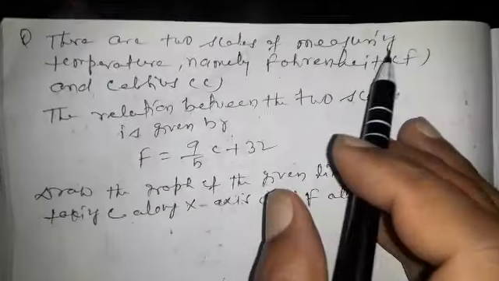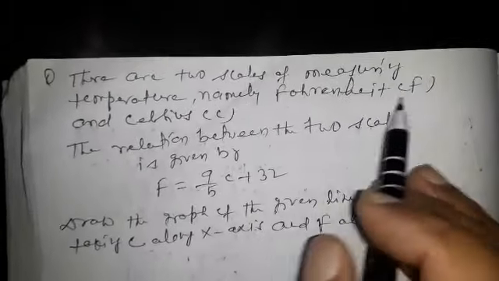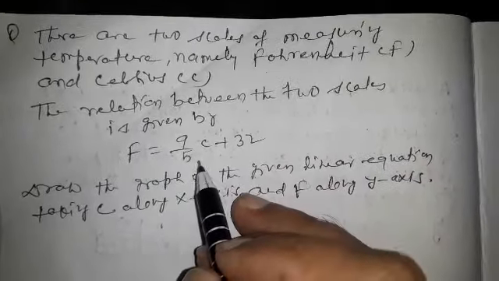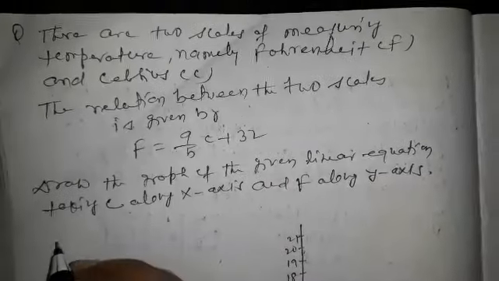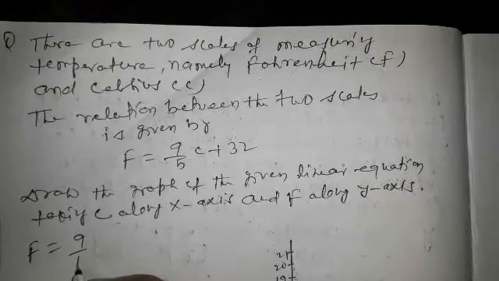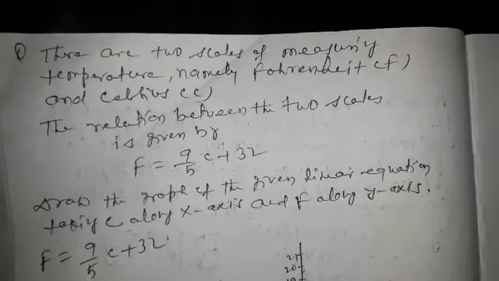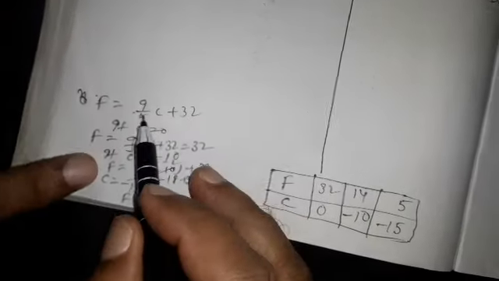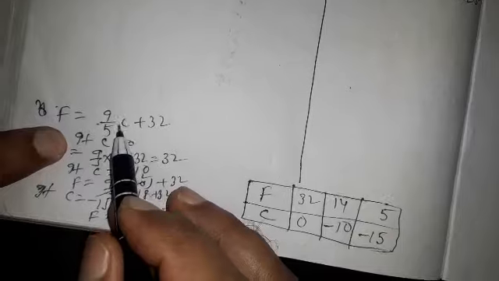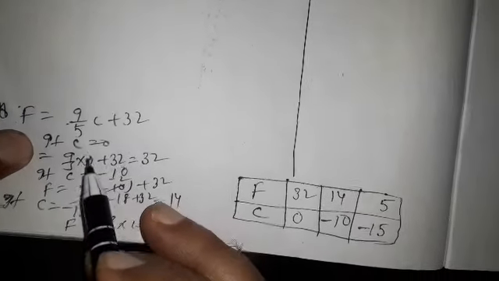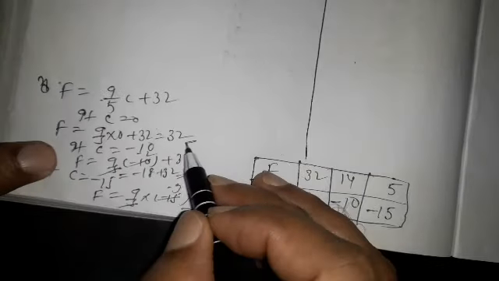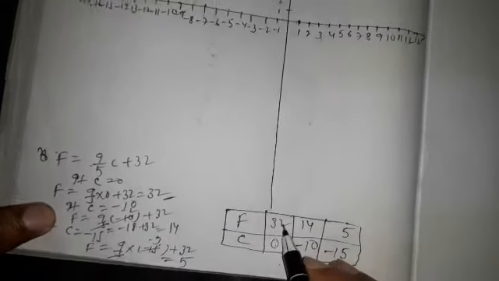There are two scales for measuring temperature, namely the Fahrenheit scale and the Celsius scale. The relation between the two scales is given by F is equal to 9 by 5 C plus 32. If C is taken as 0, then F is equal to 9 by 5 into 0 plus 32, so F is 32. If C is 0, then F is 32.